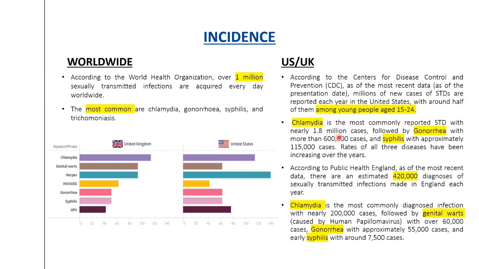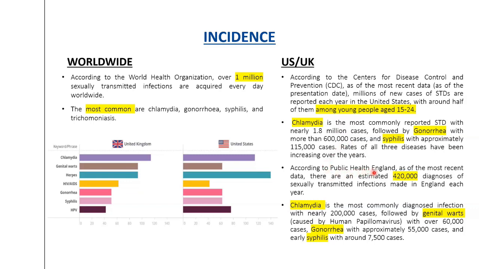Also, there are many cases which go unscreened, or people are asymptomatic. They don't show any symptoms. They don't go through the screening process. So this doesn't come into the record. A large population goes unscreened and unrecorded. So the number is much higher than this.